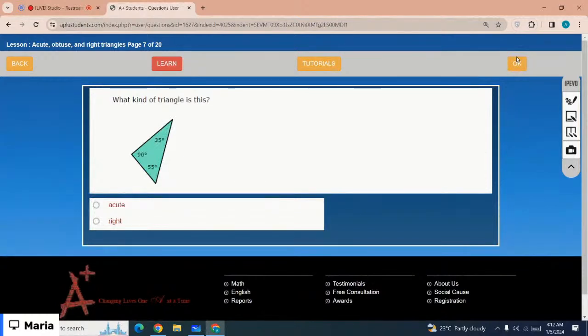The correct option is right angle triangle, right? Very good. The correct option is right angle triangle because one of the angles is exactly 90 degrees, so that is the right angle triangle.